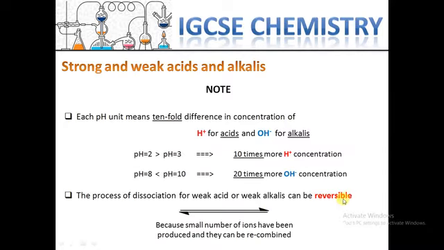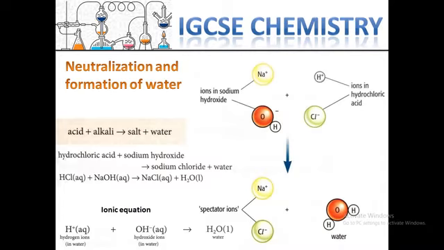This two-way arrow is representative of a reversible equation. This is because a small number of, we said that partial ions can be produced. Here it says a small number of ions have been produced and they can be recombined. Okay, products can be recombined and again produce the original form.